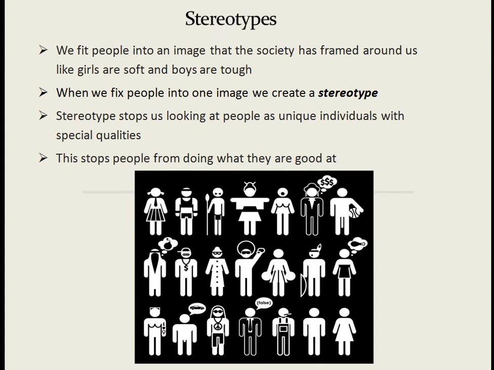Moving further to see what is stereotype. When we fix people into one image, we create a stereotype. We fit people into an image that society has framed around us, like girls are soft and boys are tough. For this purpose, we already did one activity in which 10 sentences were placed and we had to specify which are for the girls and which are for the boys.